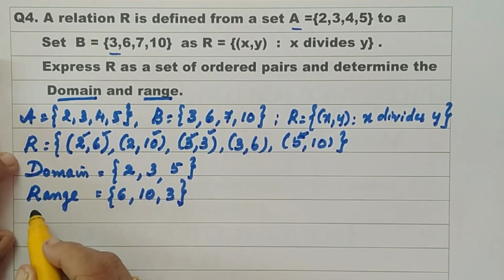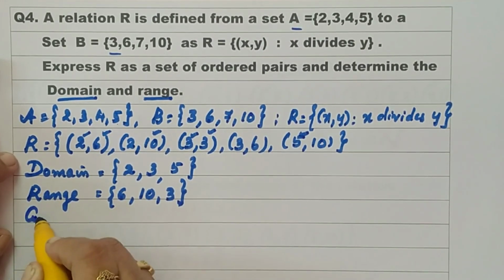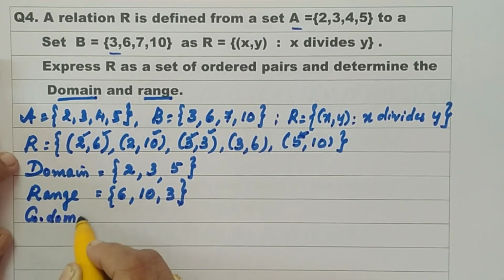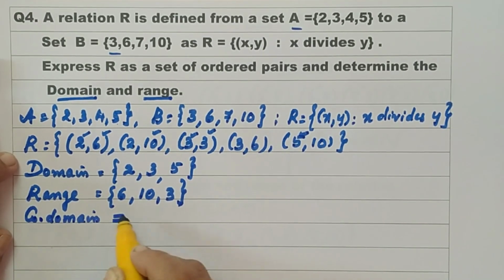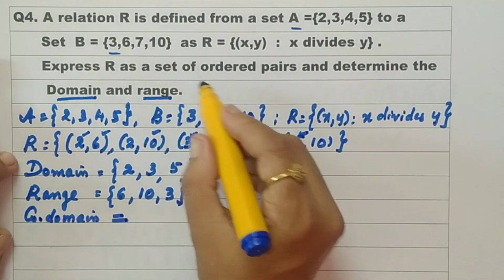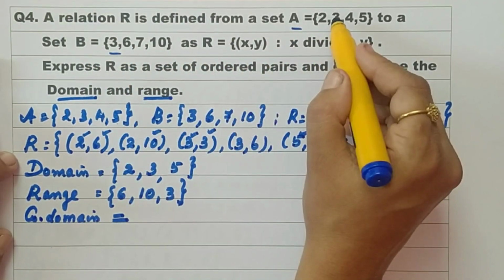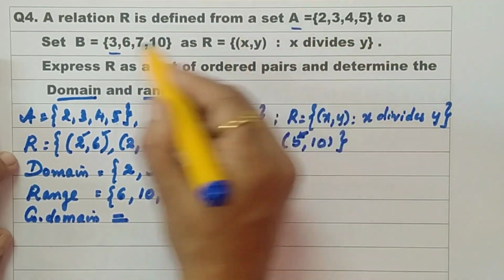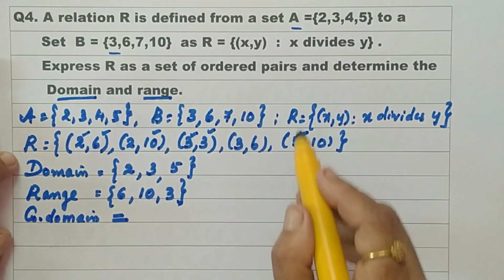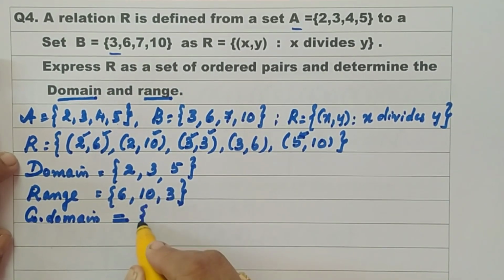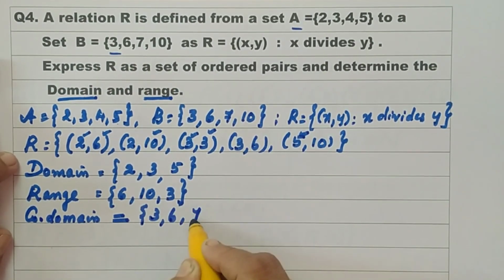If you are asked to write the codomain, this question doesn't mention the codomain. What is the codomain? In this case, codomain is the right set B. The relation is defined from the set A to the set B. So codomain is the right set B, which is 3, 6, 7 and 10.